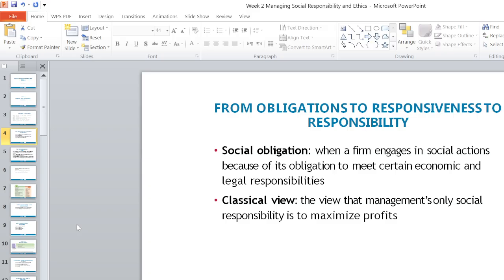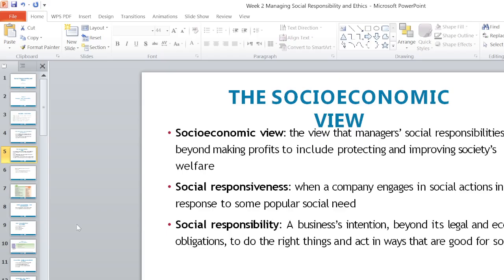From the classical viewpoint, managers' only social responsibility is to maximize profit. So if we look at this from the classical view, it's not the manager's job to be socially responsible, to be accountable for the society, for the community, etc. Rather, their only job is to maximize profit for the organization that they work at.